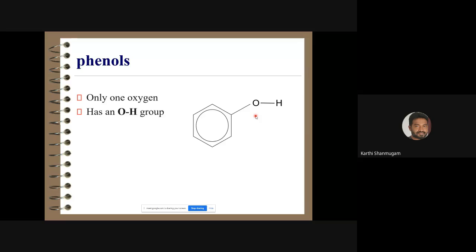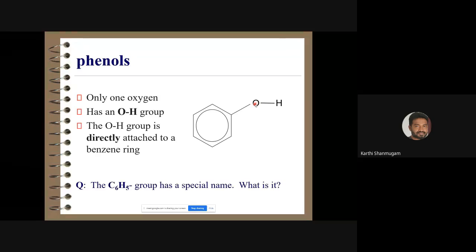So only one oxygen, you can find only one OH group. And the OH group should be directly attached to the benzene ring. That's the basic criteria to call that functional group a phenol, right? So what is the name for this C6H5? Phenyl. It should be called a phenyl.